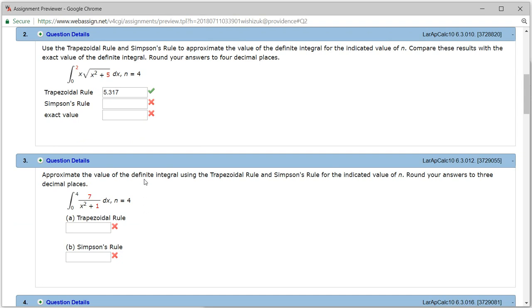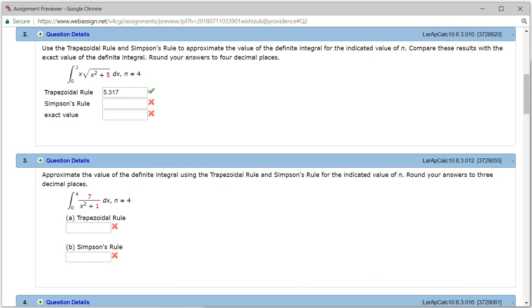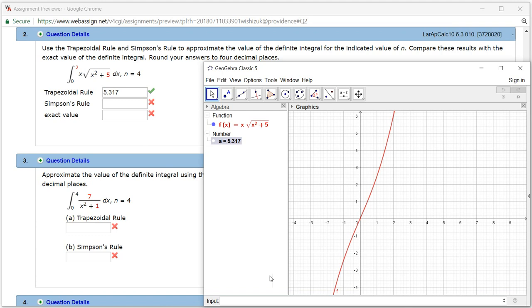Alright, so let's do Simpson's rule. I'm going to open up the GeoGebra here, and we're going to do pretty much the same thing. It's going to be 1/3, that's for Simpson's rule. So you have f of something plus 4 times f of something plus 2 times f of something plus 4 times f of something, and you have f of something. Delta x is exactly the same as before, which is 1/2.